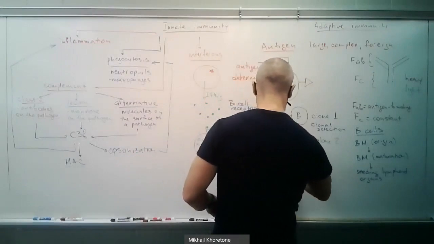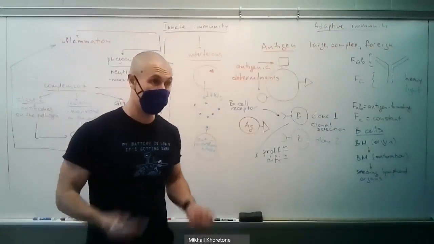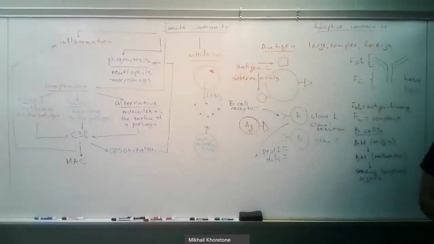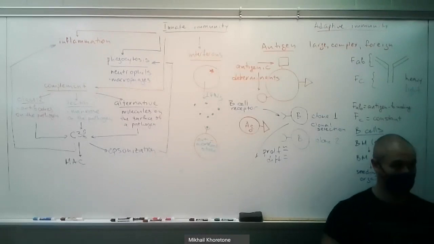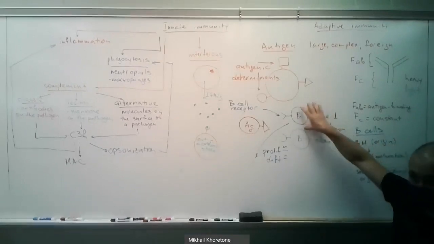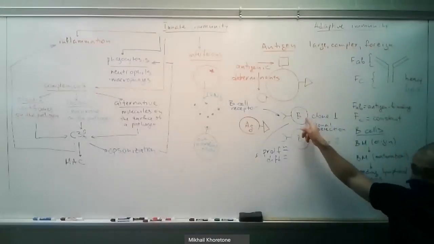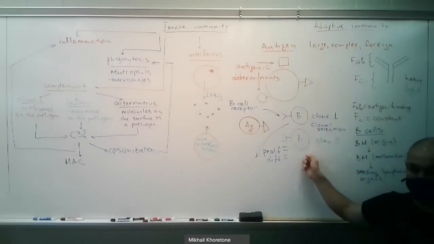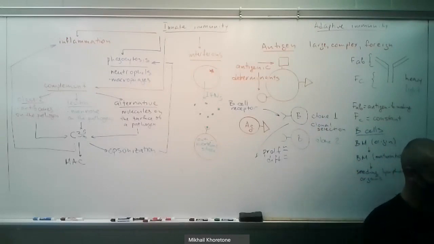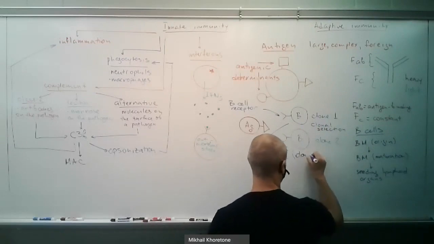So upon clonal selection, what happens next? Proliferation and differentiation. Proliferation means cells divide. That makes it simple. They just divide. Now, I'm checking conceptual understanding. We just selected clone one, right? So these B cells start to divide massively. Do the other B cells divide? No. Only one clone, okay? And this proliferation is often referred to as clonal expansion.